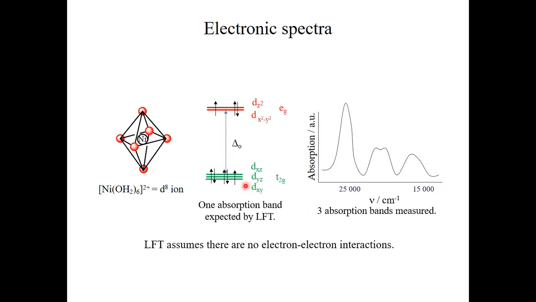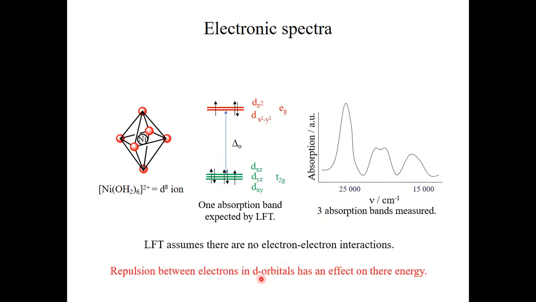So it assumes that all these electrons in these orbitals are independent from each other, and there are no interactions between them. So this is not realistic. In practice, the electrons do interact with each other. And the question is now, how can we describe these interactions?